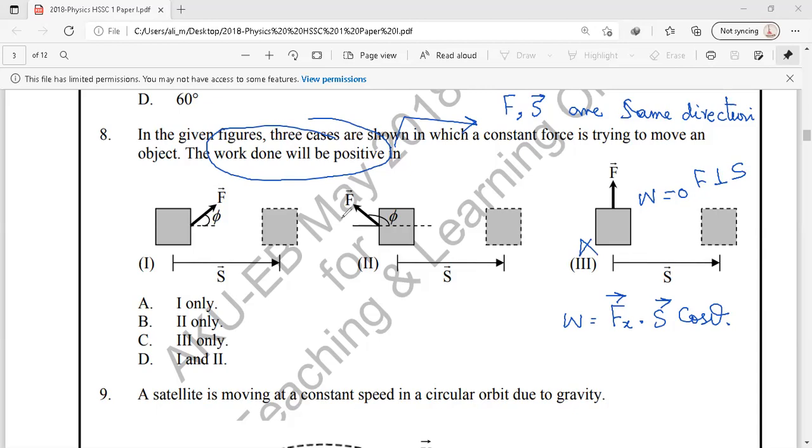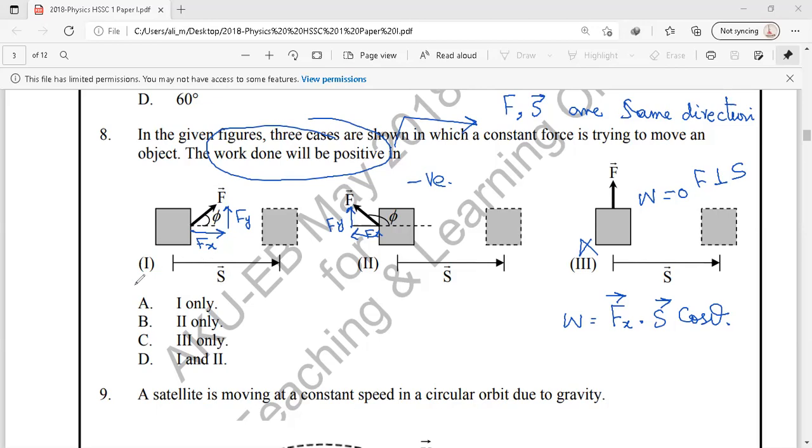Similarly, for this second condition, if we resolve this force into its components, that is Fy and this is Fx. So the horizontal component of the force is opposite to the displacement. So in this case, work done will be negative. In the first condition, let's make the components. So this would become Fy and this would become Fx. So Fx and the displacement are in the same direction.